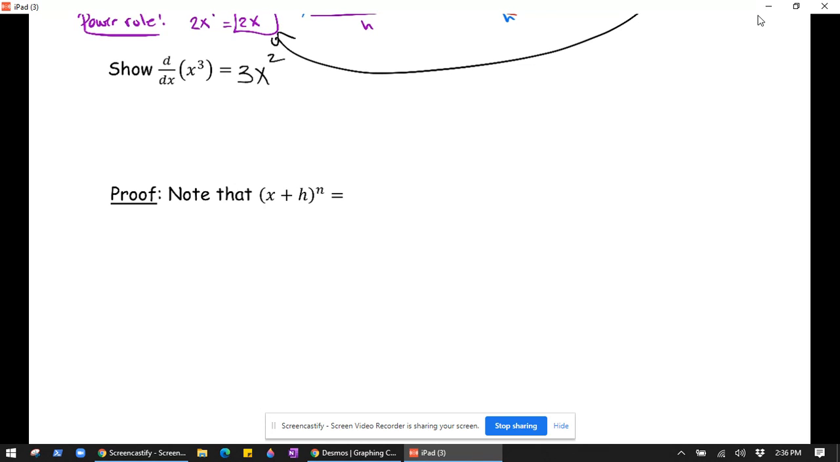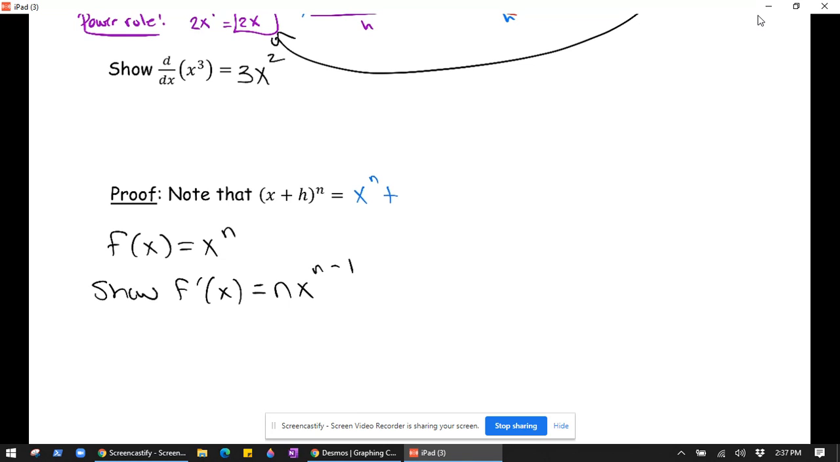So if the actual problem is like f(x) = x^n, we want to show that the derivative is n x^(n-1). The way you do that is you need to understand that (x + h)^n can be expressed in terms of the binomial theorem. And what that means is if you were to write out the terms, it would look like this.